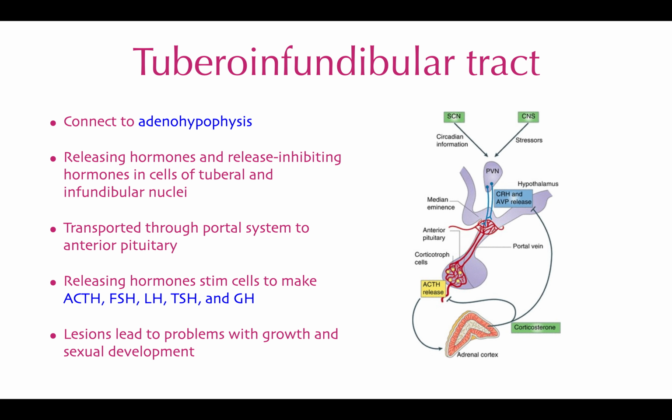The tuberoinfundibular tract is the connection from the hypothalamus to the adenohypophysis. The adenohypophysis is responsible for the hormones FLAT PEG, so FSH, LH, ACTH, TSH, growth hormone, and prolactin. All of that is going to be transported through the portal system. You went through that in anatomy. And naturally, any lesions in this tract are going to lead to problems with growth and sexual development.